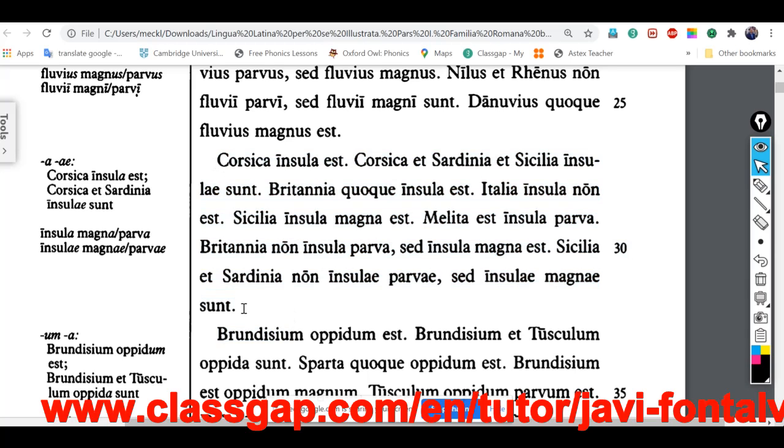Anyway, so Corsica insula est. Can you read? Sure. Corsica insula est, Corsica et Sardinia et Sicilia insulae sunt. Britannia quoque insula est. Italia insula non est. Sicilia insula magna est. Melita est insula parva.